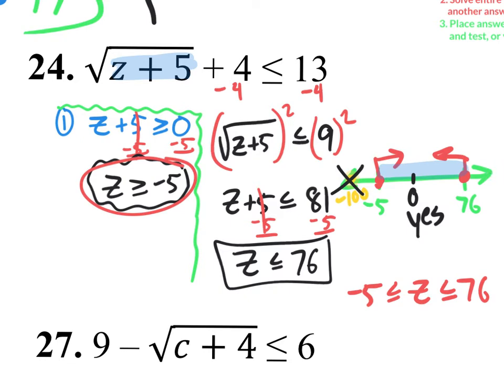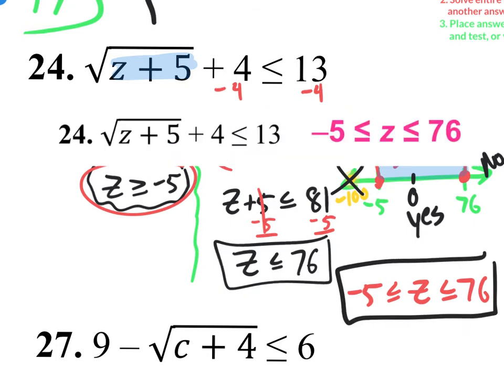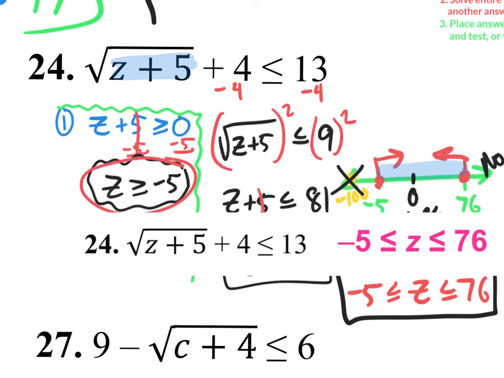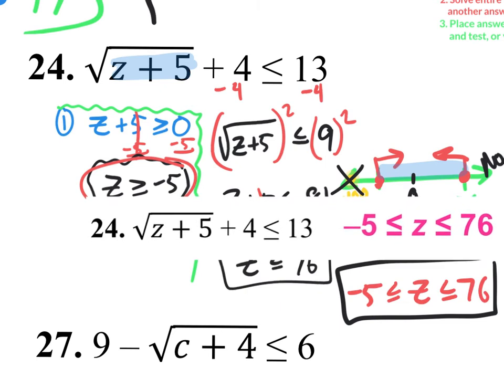If you plug in, let's say, 139, will that work? If I plug in 139, that'll give me 144, and the square root of 144 is 12. 12 plus 4 is 16, and that's not less than 13, right? So any value out here will not work, no. So it's up to you if you like plugging in numbers or if you like to visually see the representation of your overlap. That will be the compound inequality to give you the answer. So here's the answer on the solutions, and that's exactly what we have. -5 is less than or equal to z, which is less than or equal to 76.